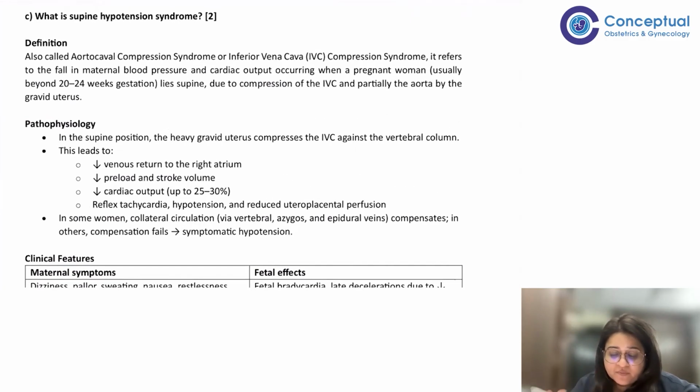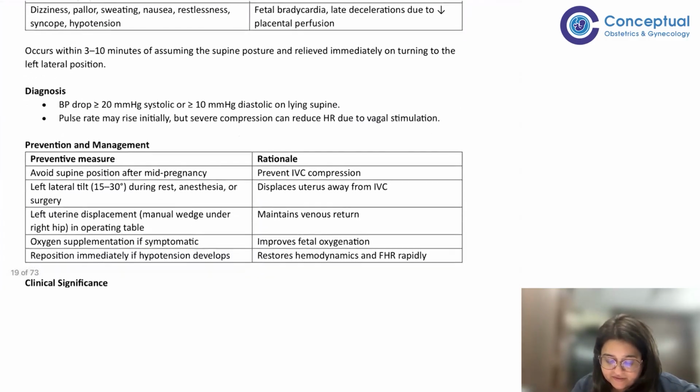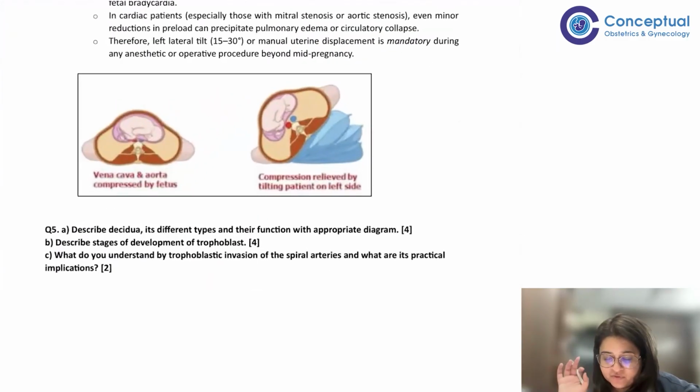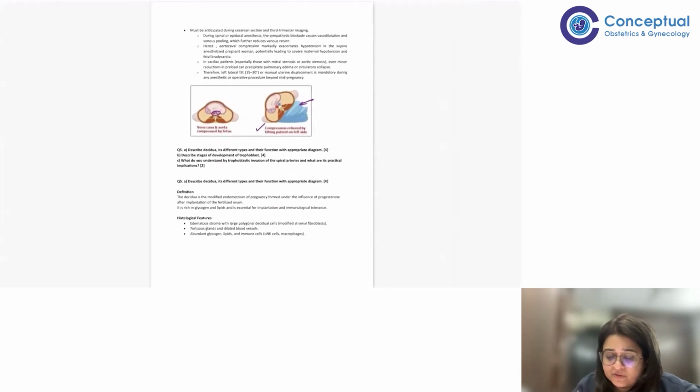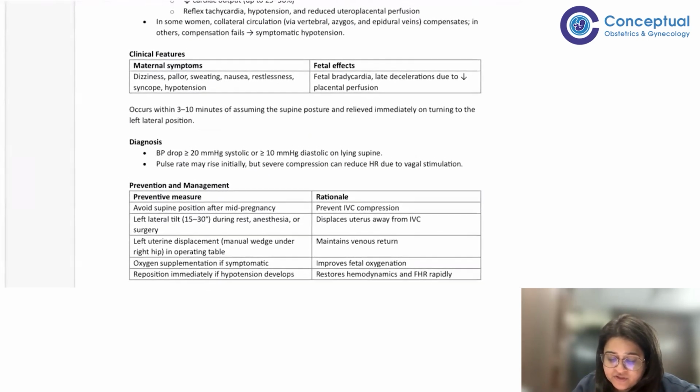Okay. What is supine hypotension syndrome? Again, here is where a diagram will help. So you can draw a diagram which shows that in supine position, the gravid uterus is compressing the aorta and the vena cava, and this compression is relieved by putting a pillow under her right hip, which will make her move to the left side. So this compression is relieved. This whole thing is called a supine hypotension syndrome.